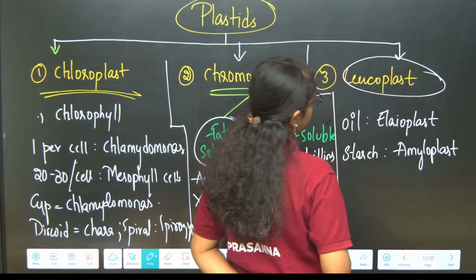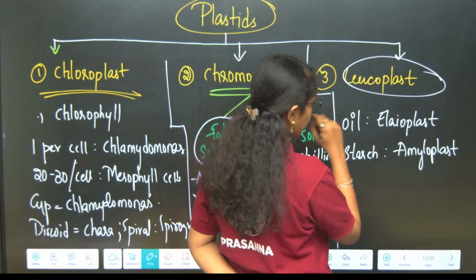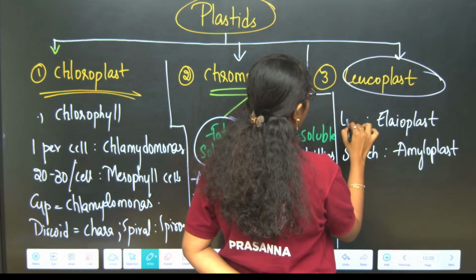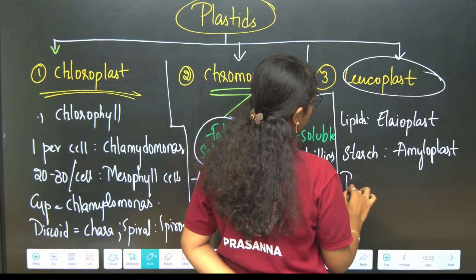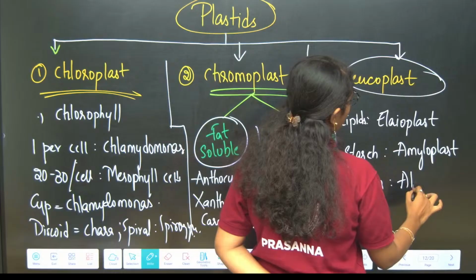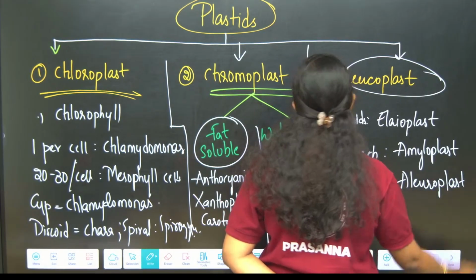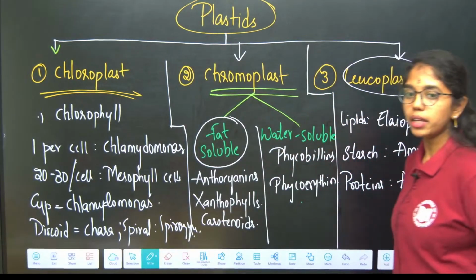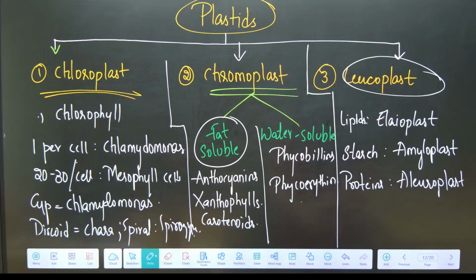Fine. Lipids or oil is one and the same. Carbohydrates or starch, one and the same. Protein, good, aleuroplast. Clear? Fine. Take down quickly and then we will look into the chloroplast structure in detail.